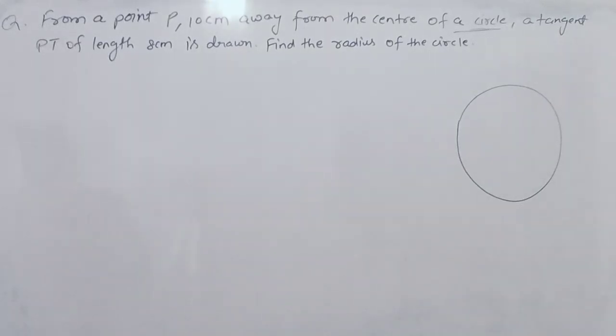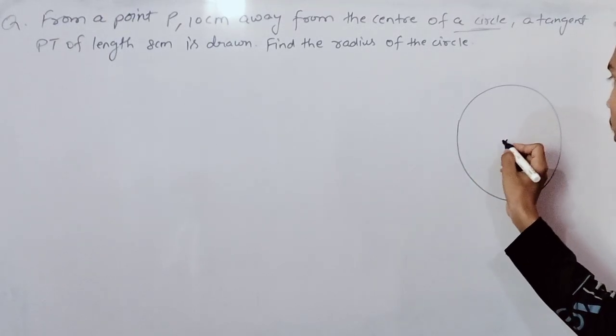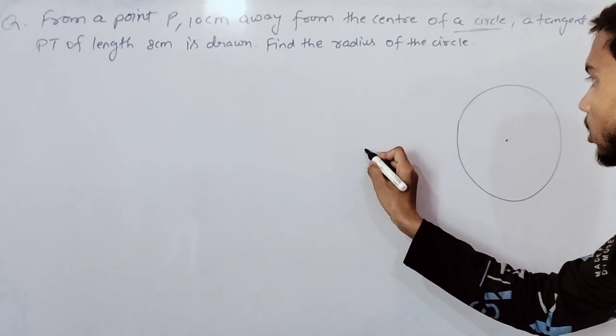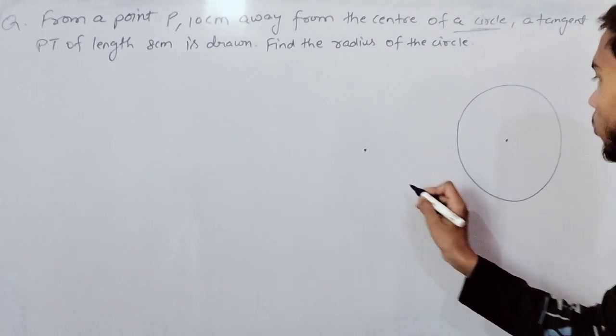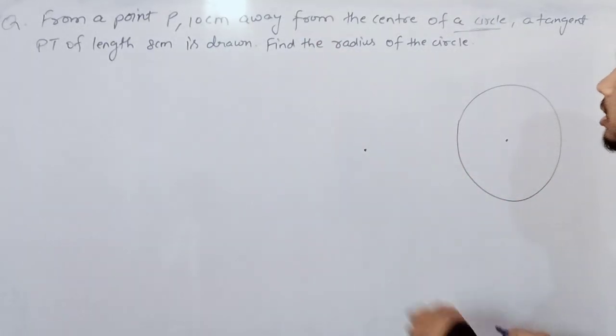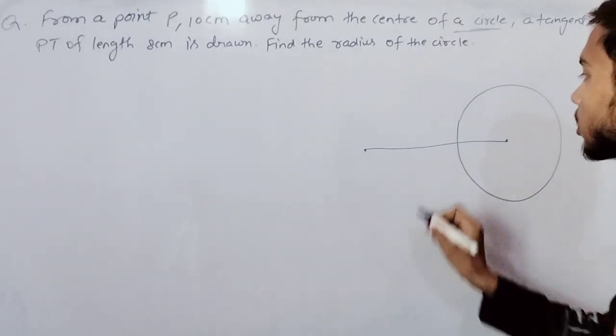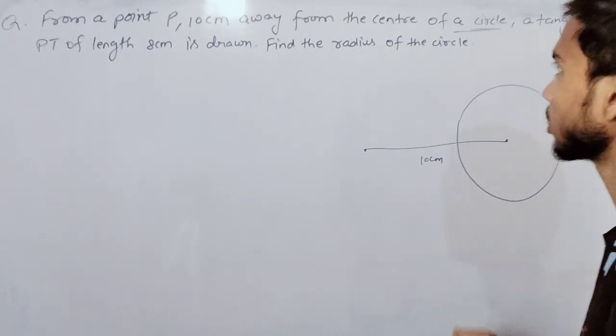Draw a circle. There is a point. There is a point from the center of this circle. The center will appear here, and there is a point. How much is the distance from this point to this point? 10 centimeter. This is 10 centimeter.